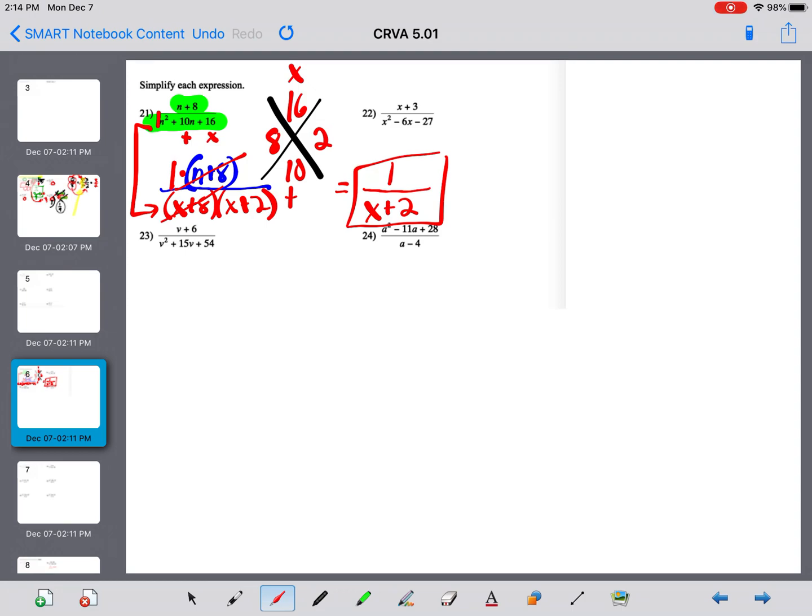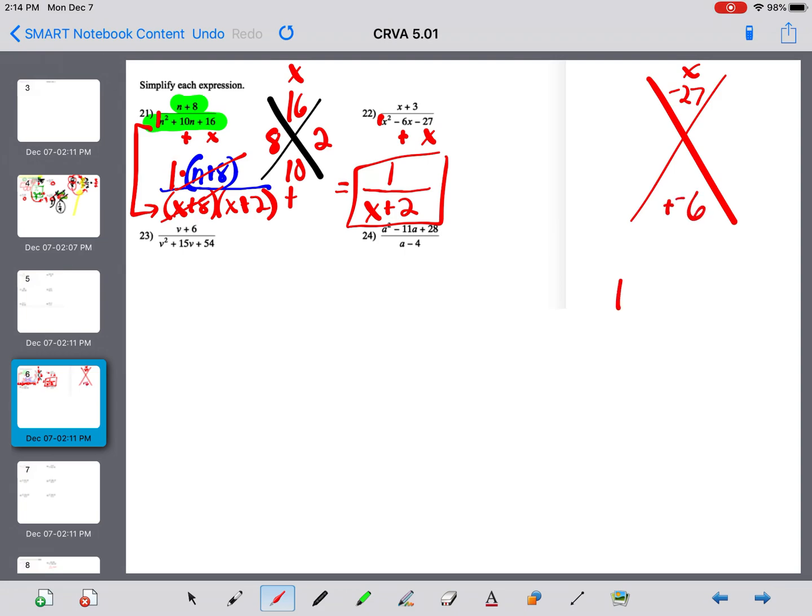There we are. Let's try it again on number 22. So the top, I can't factor x plus 3, but I'm going to try to factor the trinomial on the bottom. It's a 1 right there. That's nice. So I'm looking for numbers that multiply to negative 27 and add to negative 6. Multiply to negative 27 and add to negative 6.